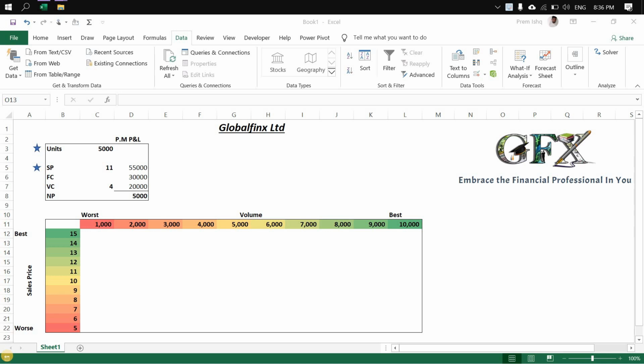In this session, let us see how to use an option called data table. You can find this option under the Data menu, under What-If Analysis. So here the third option is Data Table, and the description of this option says that you can see the results of multiple inputs at the same time. Now let us take a simple example to understand it better.